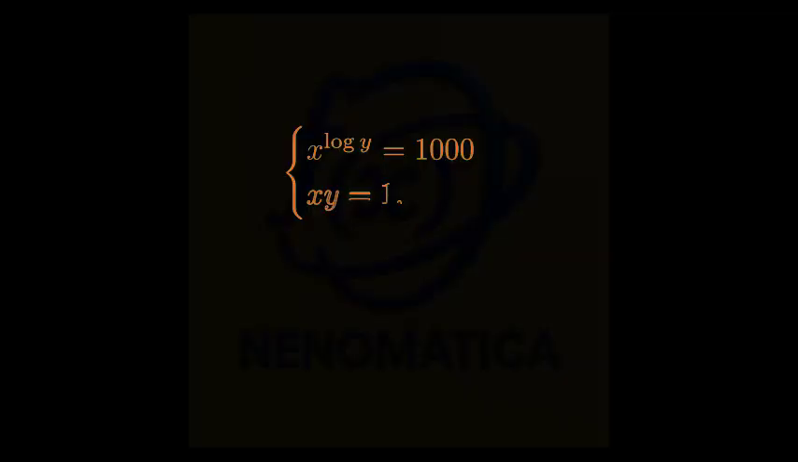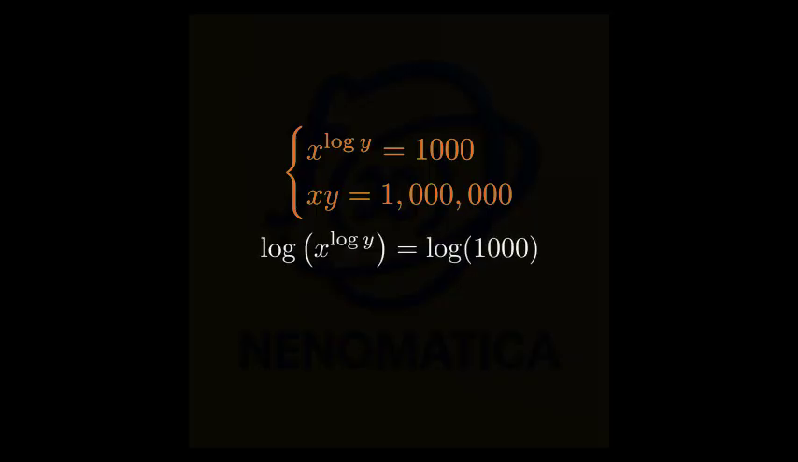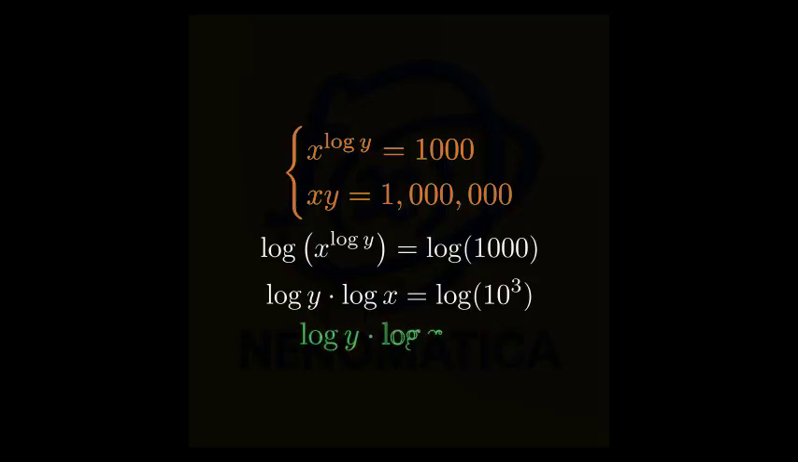The system is x to the power log y equals 1,000, and x times y equals 1,000,000. Our goal is to follow a clear chain of algebraic steps to arrive at exact solutions for x and y. First, we take the base 10 logarithm of the first equation. Log of x to the power log y equals log of 1,000. Using the power rule, the exponent log y comes down, and we write 1,000 as 10 to the 3. Therefore, log y times log x equals 3.